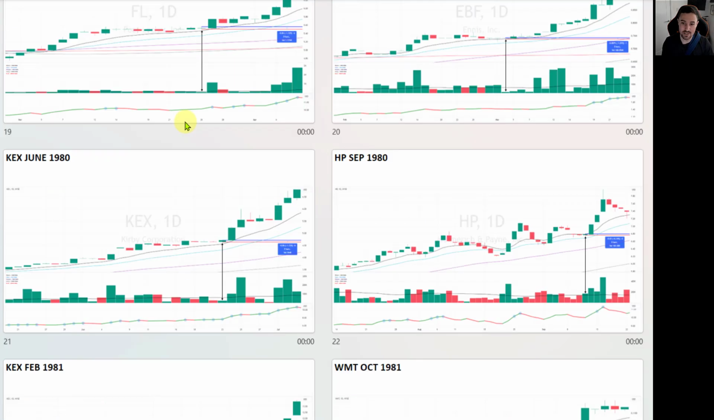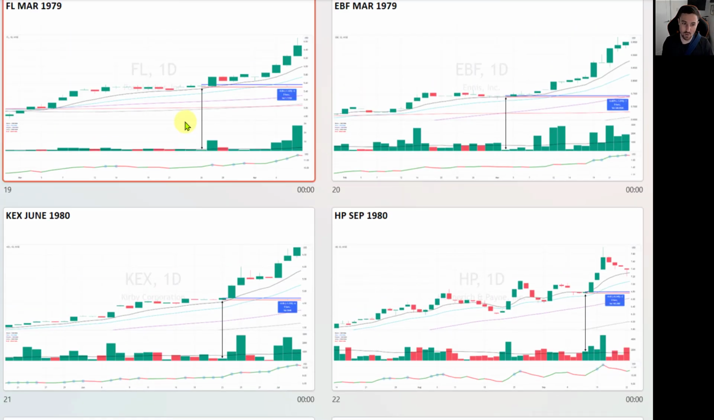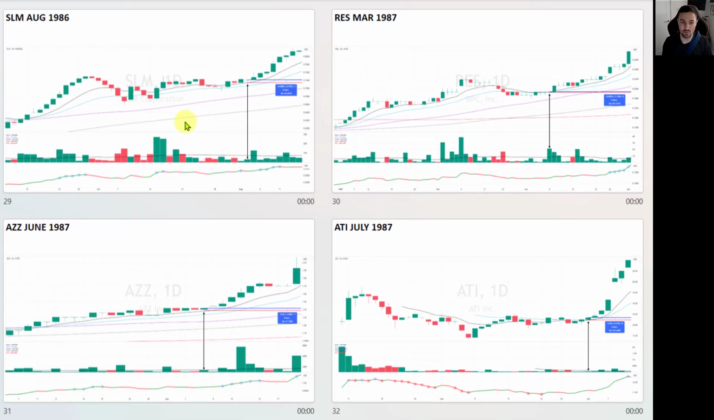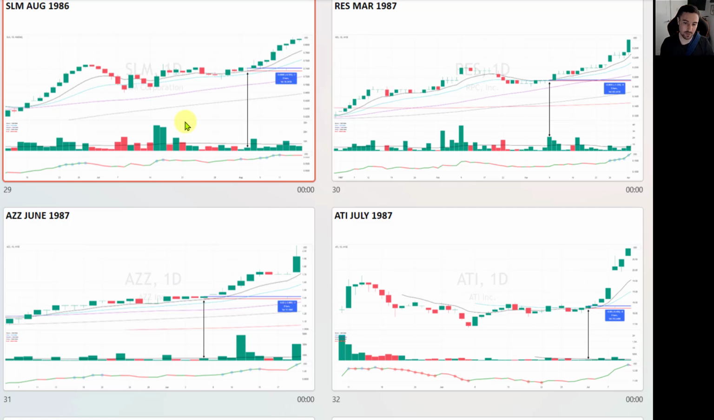So not rocket science, but what I would say is there's work involved like this to go and train your pattern recognition to see how do these leading stocks move, what do they do, what are the repeatable characteristics that you tend to see.